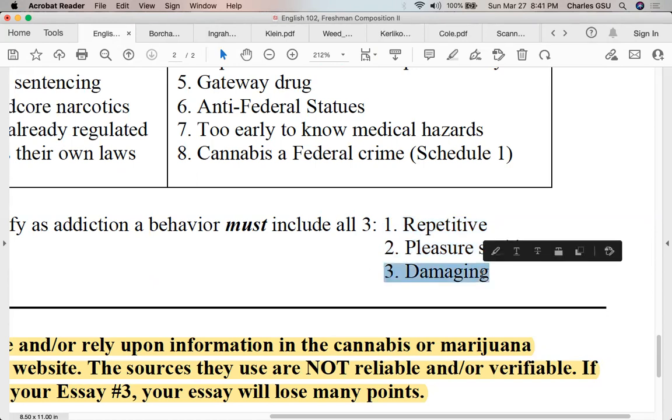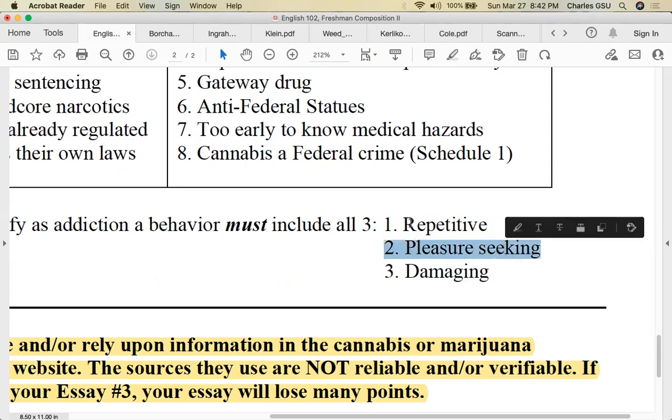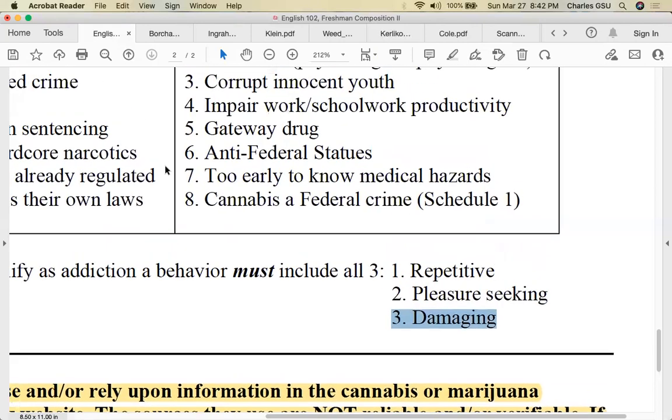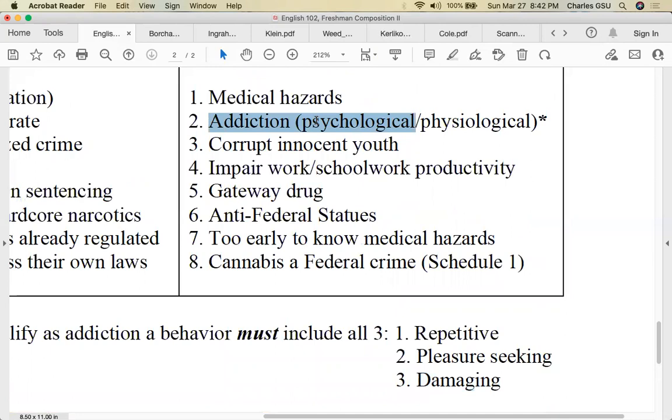But is it also damaging? If someone uses cannabis, let's say once a week or a couple of times a month, that certainly is repetitive. It's not like they're just doing it one time. And it's likely that because it's repetitive, they're doing it out of pleasure. No one's forcing them to do it. But is it also damaging to them? Now, it is true that you could do anything too much, too much of a good thing is bad, and it could be damaging, right? Which is the addictive part here.